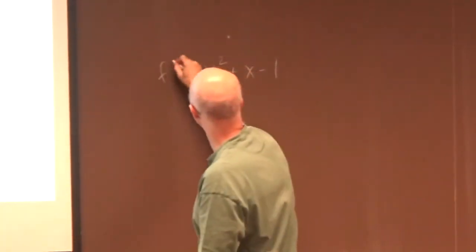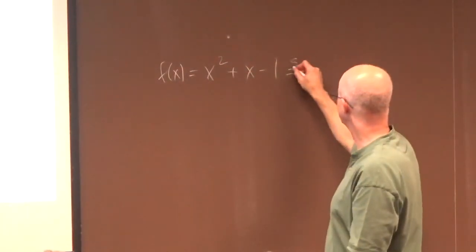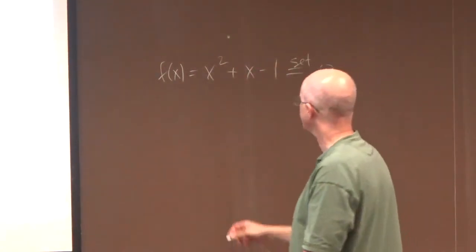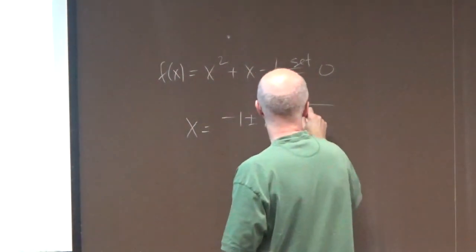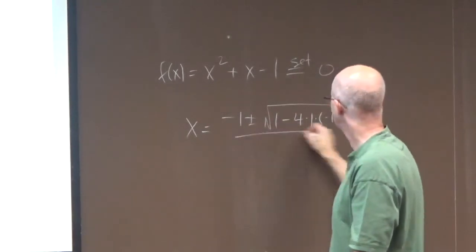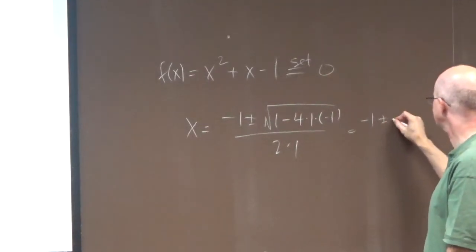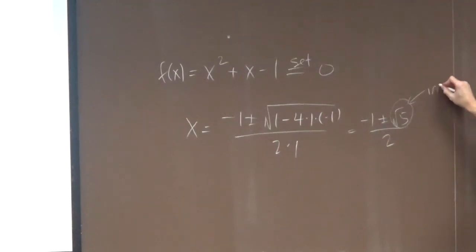This quadratic, for example, has irrational roots. If you set it equal to 0 to try to solve for the x-intercepts, you'll get irrational numbers when you use the quadratic formula. -1 plus or minus the square root of 1 minus 4 times 1 times -1 over 2 times 1. There's the quadratic formula. It gives you -1 plus or minus the square root of 5 over 2. And the square root of 5 is irrational. You cannot write it as a ratio of two integers, two whole numbers. So these are irrational roots.